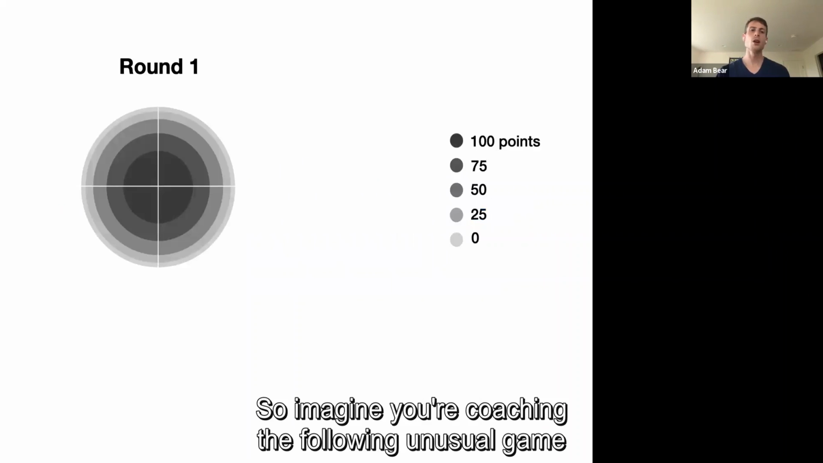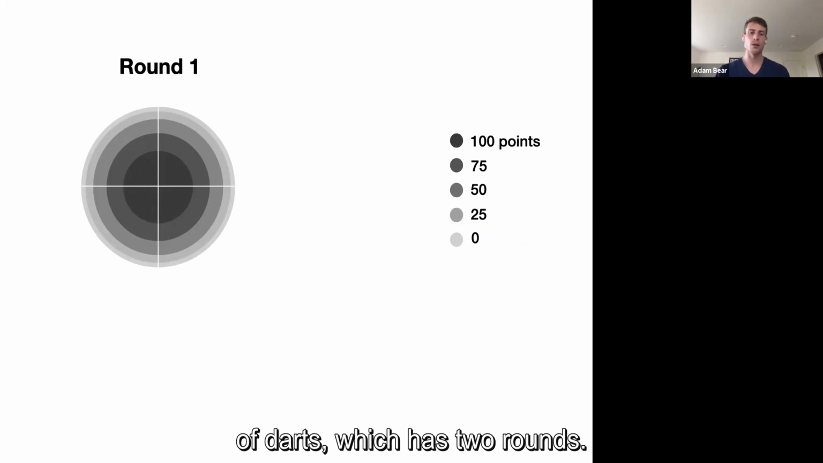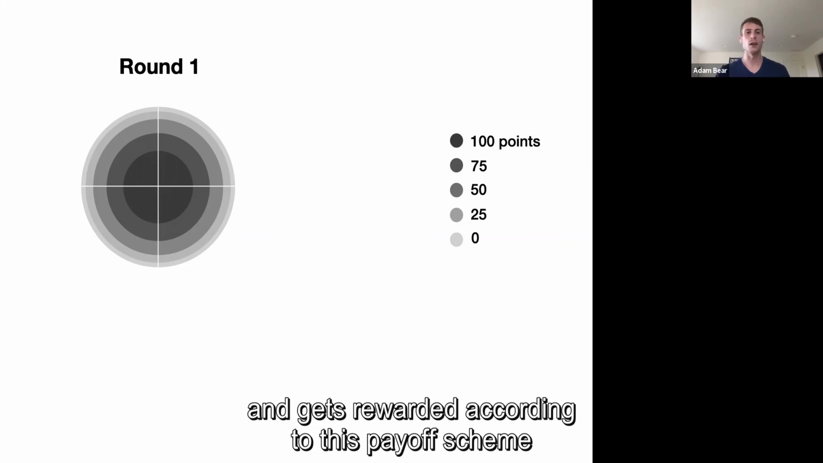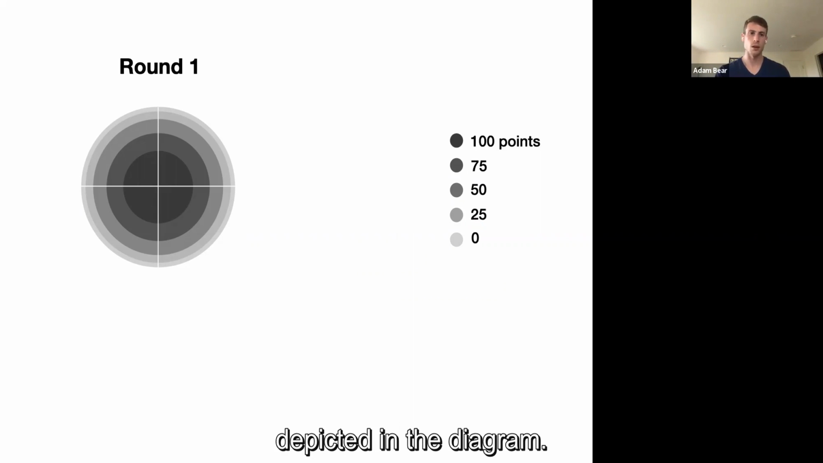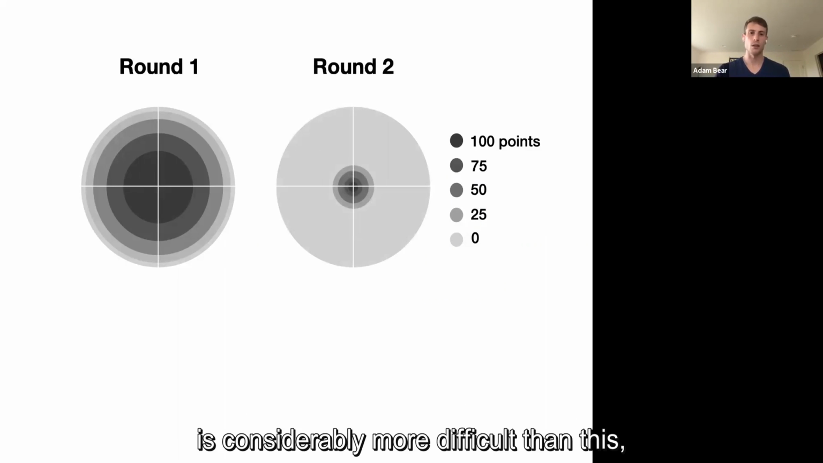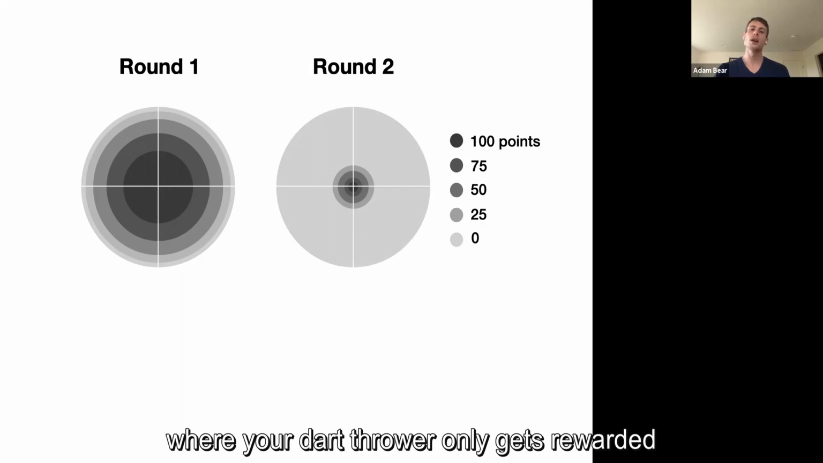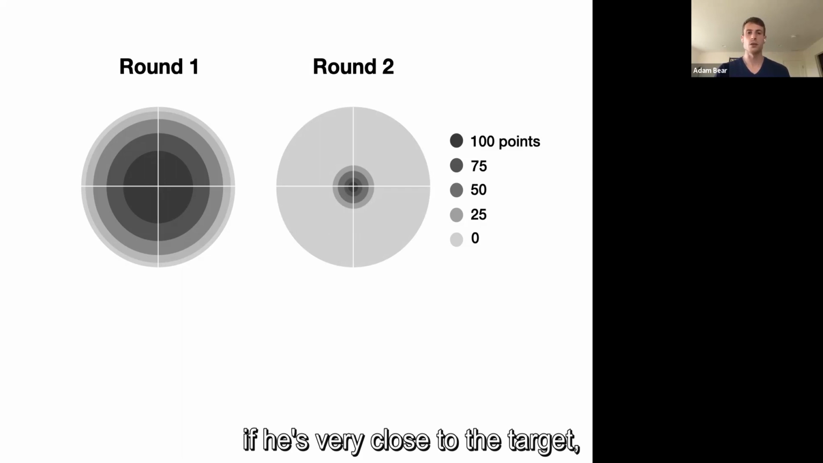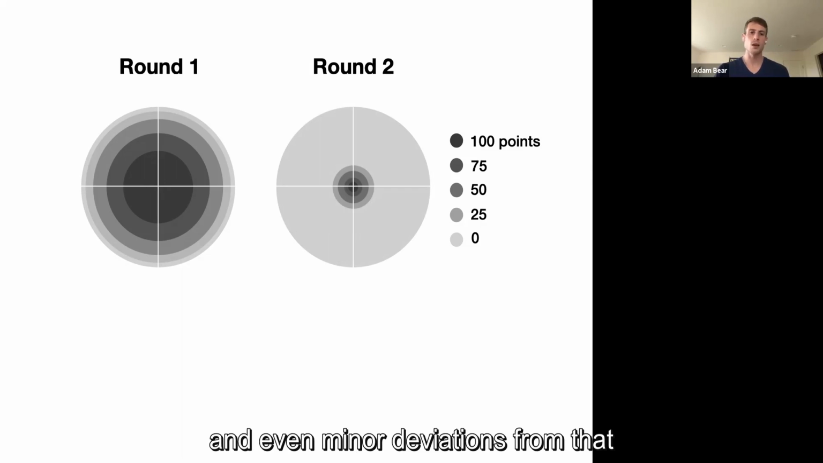So imagine you're coaching the following unusual game of darts, which has 2 rounds. In the first round, your dart thrower is trying to hit the target and gets rewarded according to this payoff scheme depicted in the diagram. Round 2, however, is considerably more difficult, where your dart thrower only gets rewarded if he's very close to the target, and even minor deviations from that can result in 0 points.